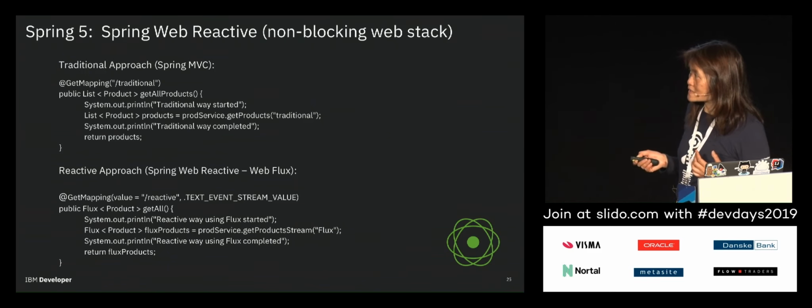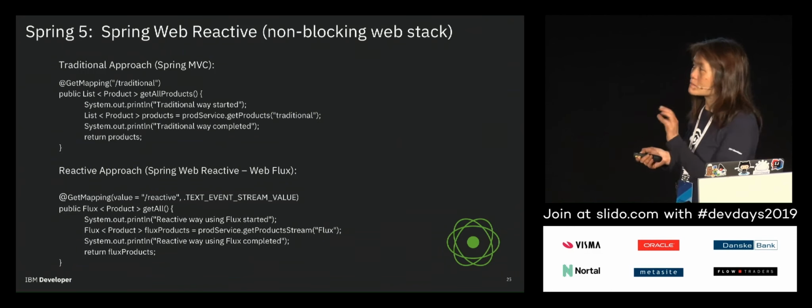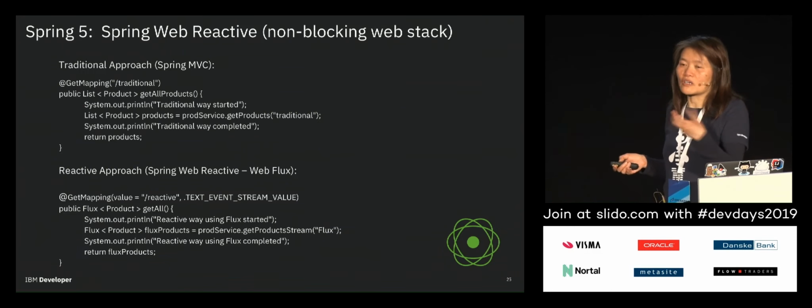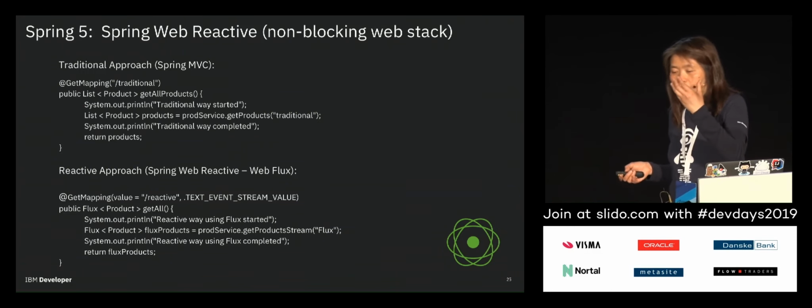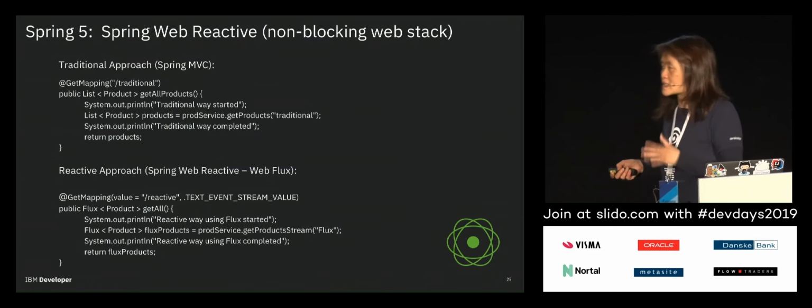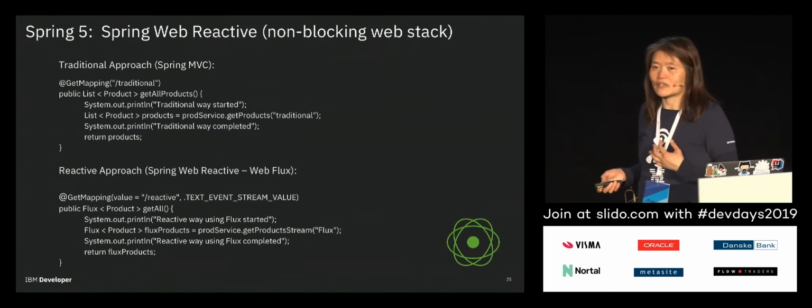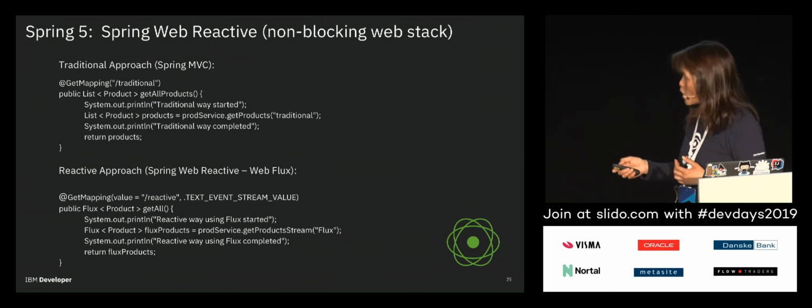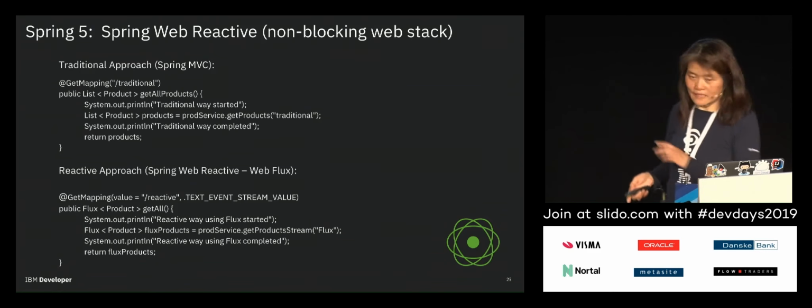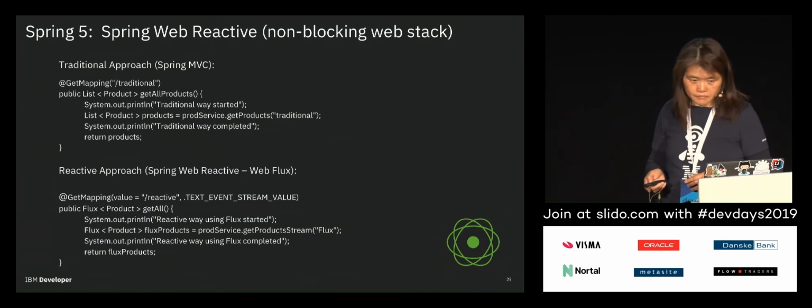And then what you see at runtime is that you actually get this line first, "reactive way using Flux completed." In the meantime, your client can hold on to your Flux, and when the set of products is available, you handle it accordingly. So that's the non-blocking way. Okay, so that's just a quick example of this.